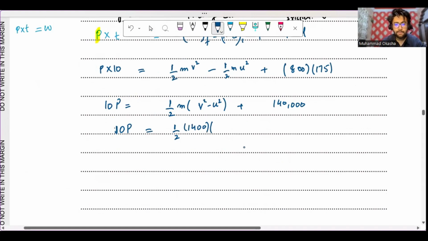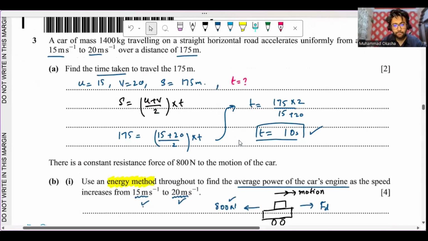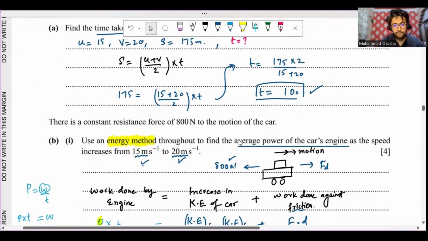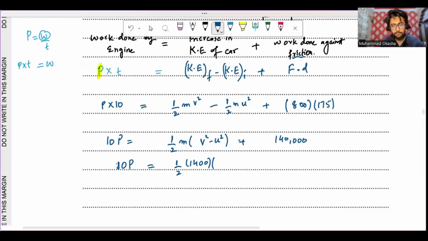1400 times the final speed was 20 meters per second and initial speed was 15 meters per second. So I'll put 20 squared minus 15 squared plus 140,000. 10P would be equal to 1400 divided by 2, which is 700, times 20 squared minus 15 squared.